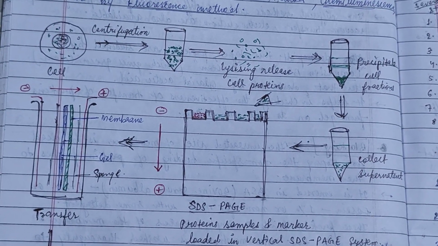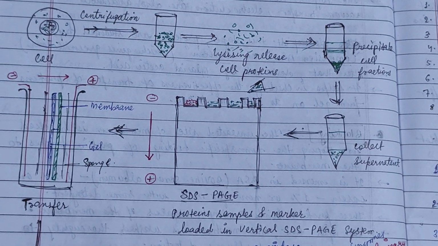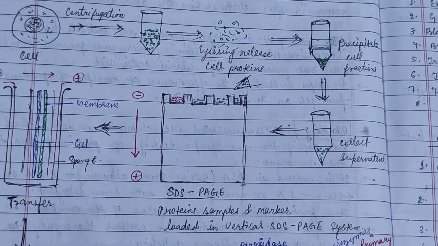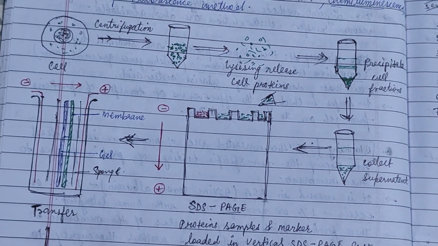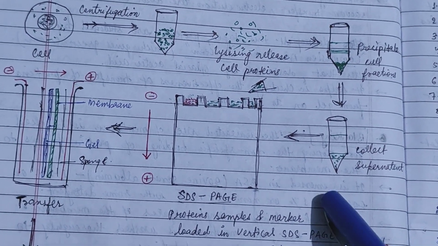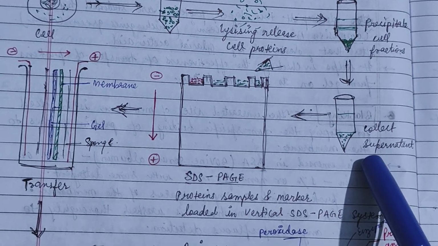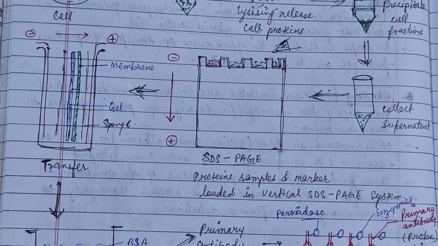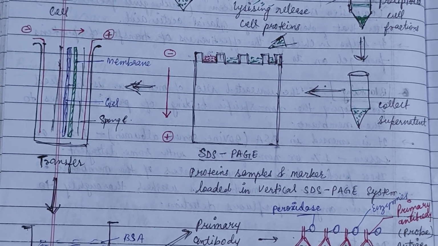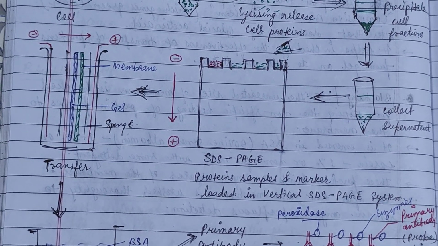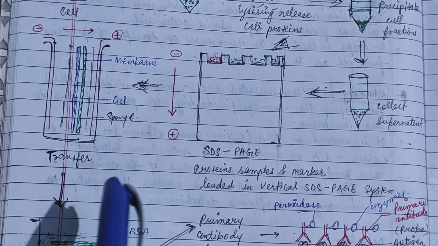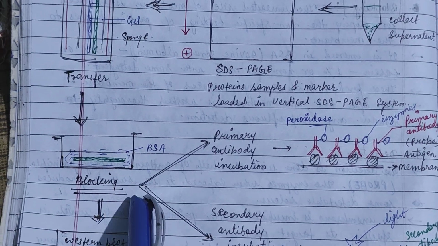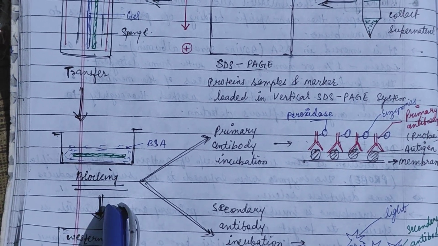This picture describes the Western blotting method. Firstly, the cells are centrifuged and lysed to release the cell protein. Then it is transferred into a tube and the precipitation reaction goes on. The cell is fragmented and the supernatant collected, and then it is transferred into SDS-PAGE, where protein samples and markers are loaded in a vertical SDS-PAGE system. Again it is transferred onto the membrane and then into the BSA solution, the process known as blocking.